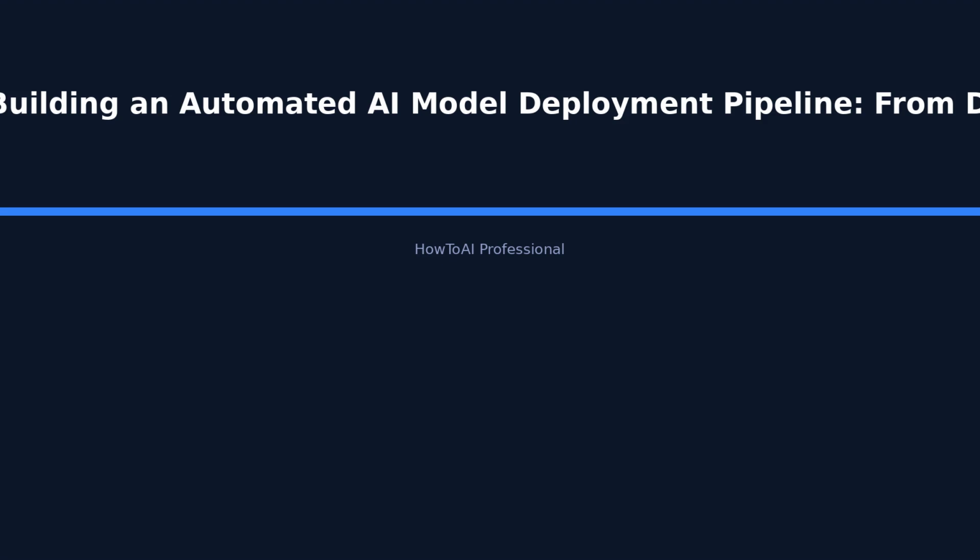Conclusion. In summary, building an automated AI model deployment pipeline involves several key components, including source control, CI/CD, containerization, orchestration, monitoring, and continuous training. Each of these elements plays a vital role in ensuring that your models can be deployed efficiently and maintained effectively. By investing the time and resources into creating an automated pipeline, you can streamline your deployment process, reduce the risk of errors, and ensure that your AI models remain relevant and effective over time.